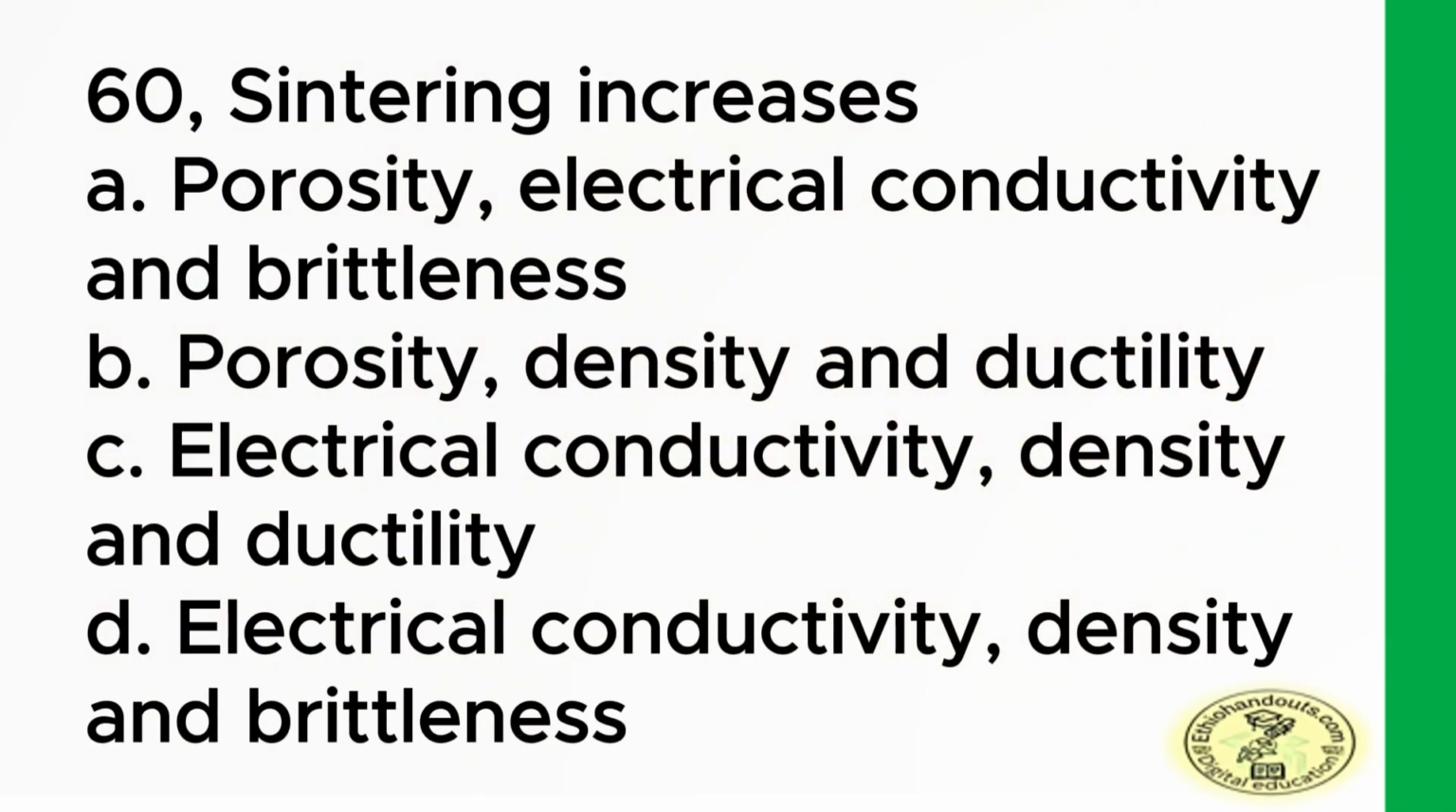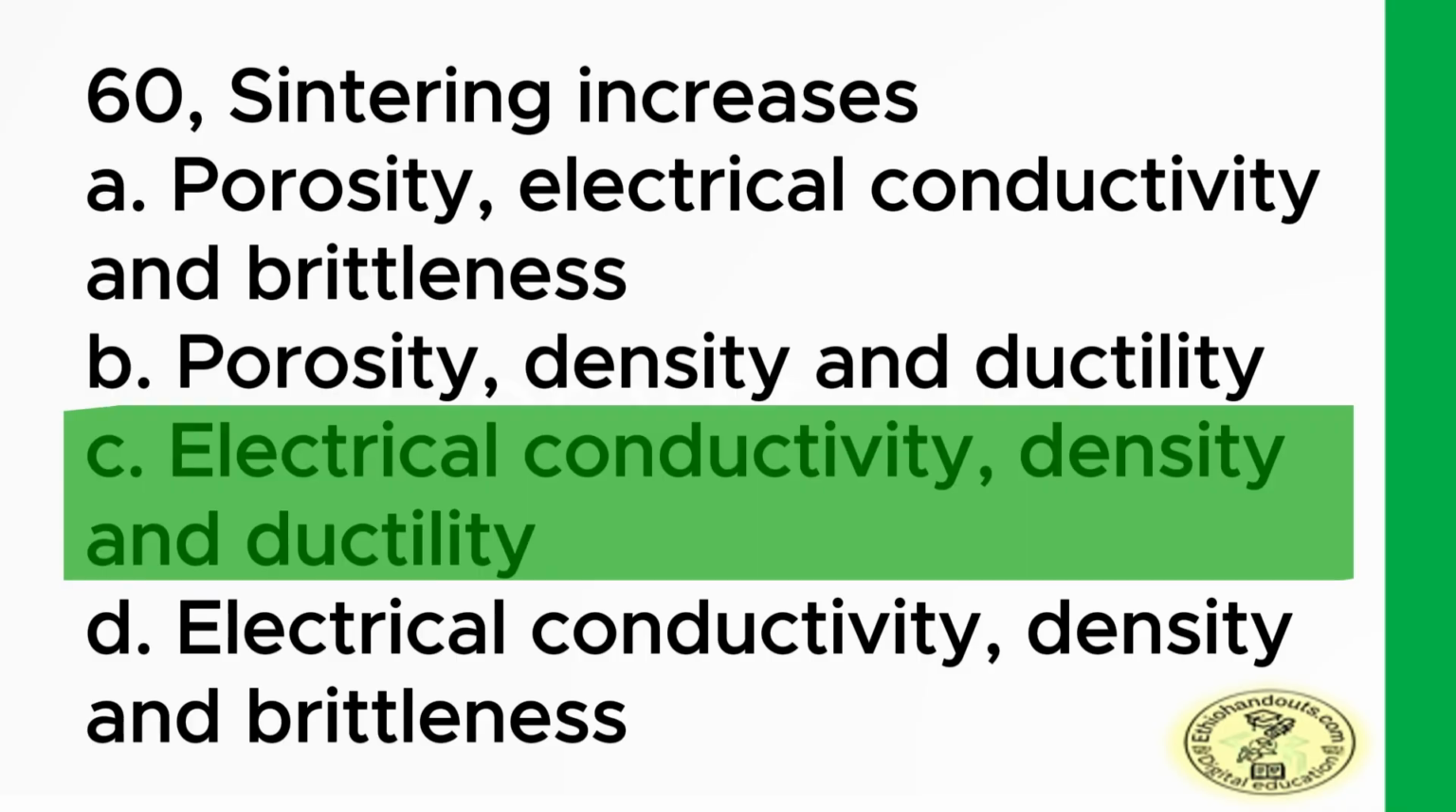Mis-run. 60. Sintering increases A. porosity, electrical conductivity and brittleness, B. porosity, density and ductility, C. electrical conductivity, density and ductility, D. electrical conductivity, density and brittleness. The correct answer is C. Electrical conductivity, density and ductility.